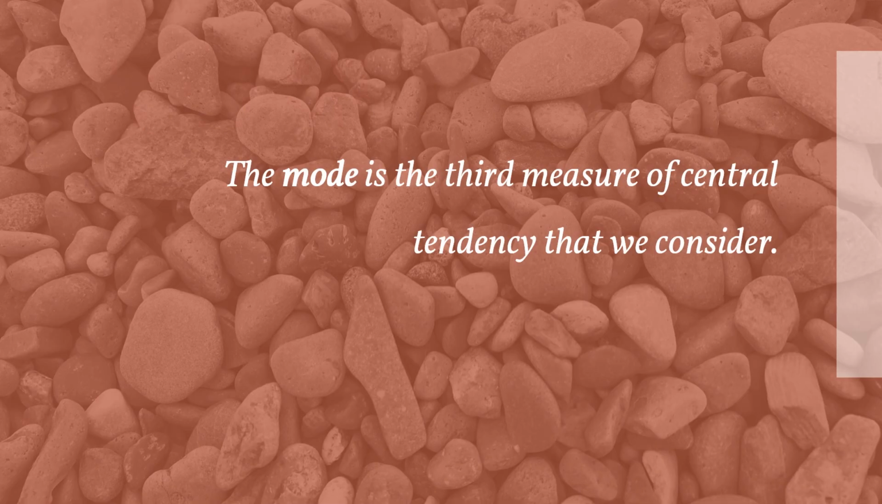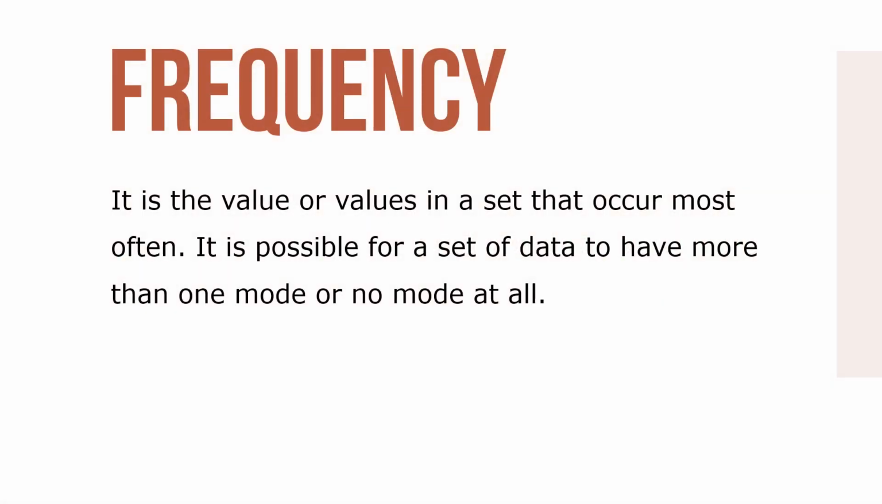The mode is the third measure of central tendency that we can consider. It's the value or values in a set that occur most often. It's possible for a set of data to have more than one mode or no mode at all.